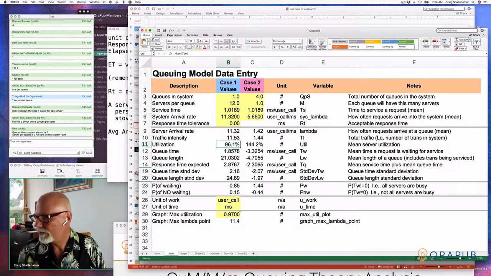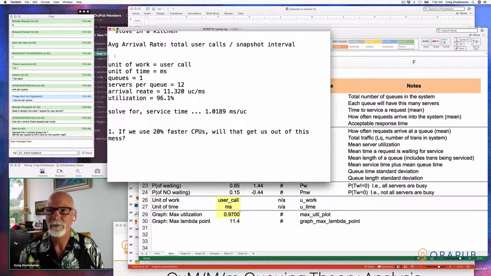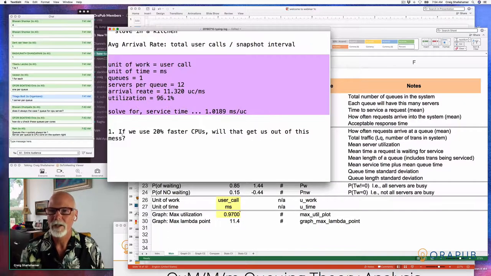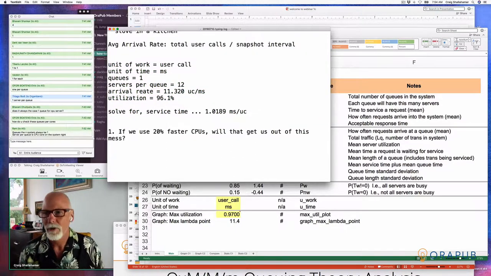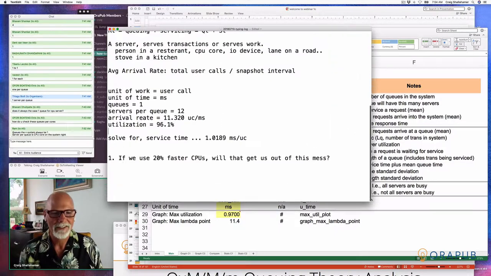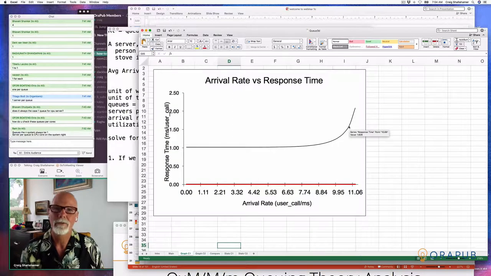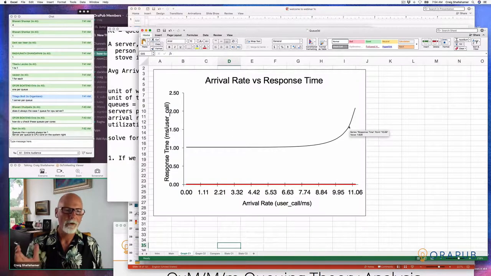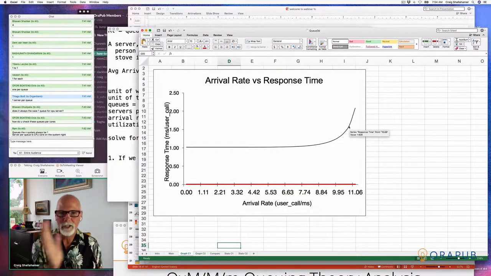Okay, so first question. Let's put that in the typing log. Here's our question right here. That's what we figured out to solve for service time, and you can use these numbers yourself in the spreadsheet. That's why I have these in the typing log, so you can go back and do this yourself. Okay, so if we use 20% faster CPUs, will that get us out of this mess? What do I mean by mess? The mess means we are operating in the elbow of the curve, which is a place you do not want to be. Not only does the response time grow as the workload gets bigger, but typically it fluctuates wildly.